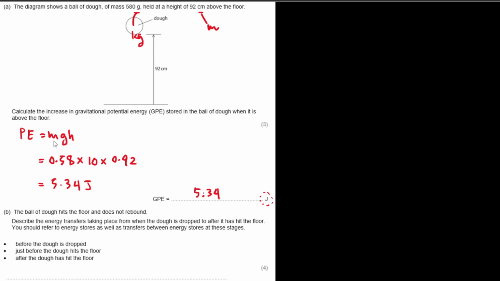So from here you get 1 mark. From changing the units, you get another mark. From getting the correct answer, you get the final mark. So you get a total of 3 here.